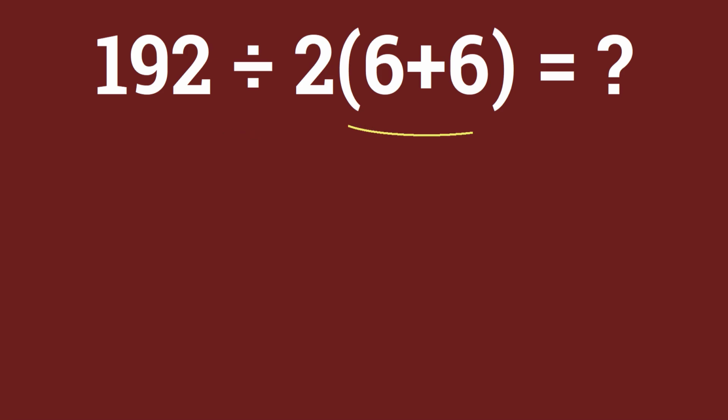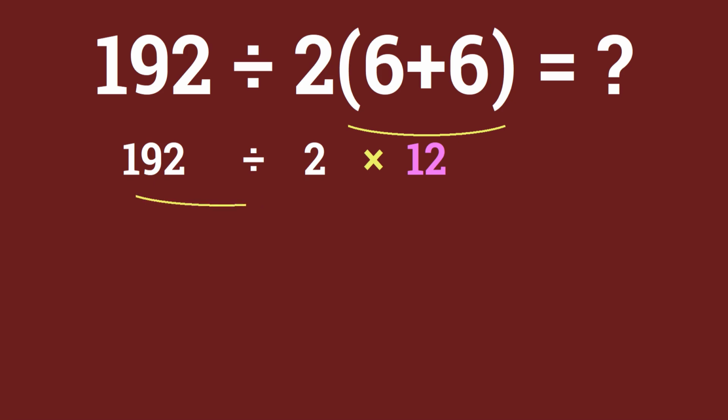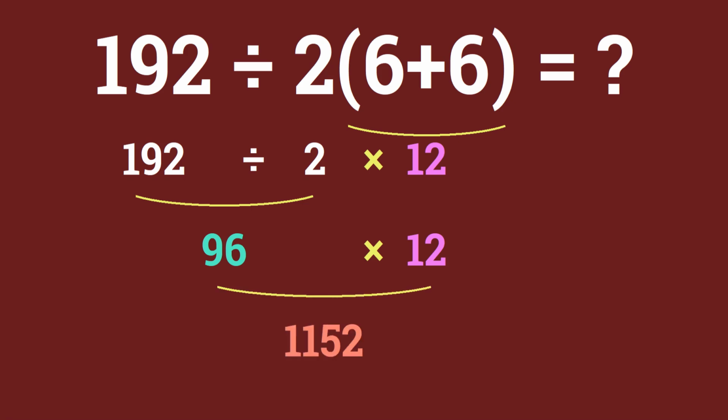So first this parentheses. Inside this parentheses we have 6 plus 6, which equals 12. So 192 divided by 2 times 12. Now we have one division and one multiplication. So we have 192 divided by 2, which equals 96, times 12, which equals 1152. And this is our final answer to this problem.